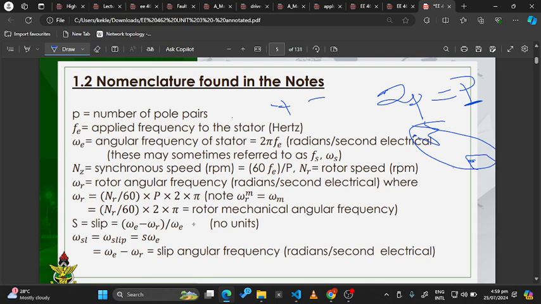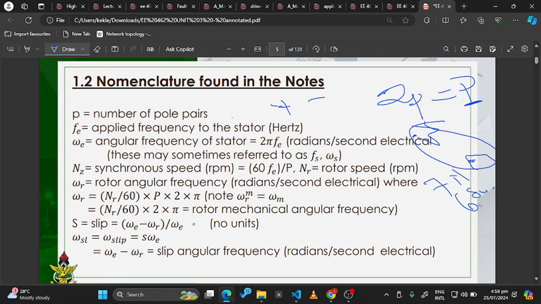Remember, asynchronous, the total number of poles in a machine is always an even number, because nobody has 7 north poles and 6 south poles. Every pole pair corresponds to the total number of poles in a machine, and that total is an even number, but the number of pole pairs can be an even number or an odd number.